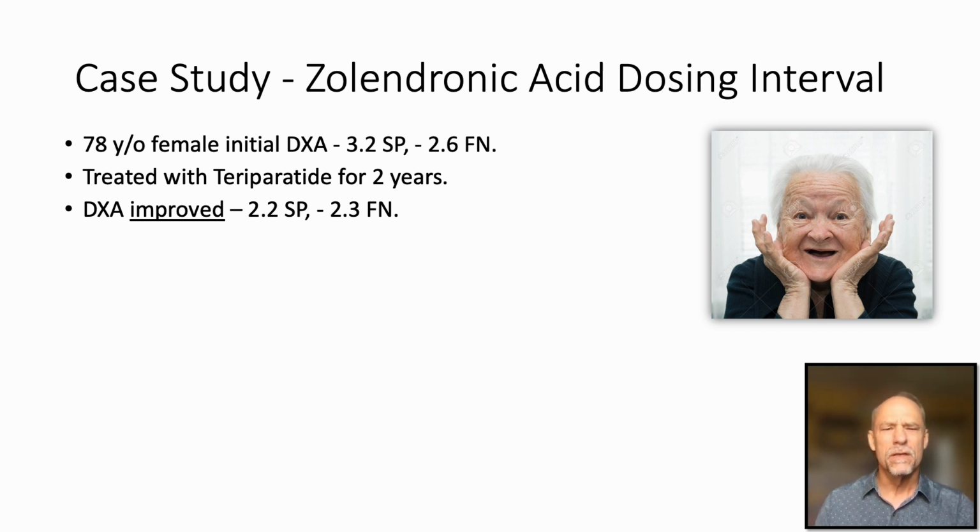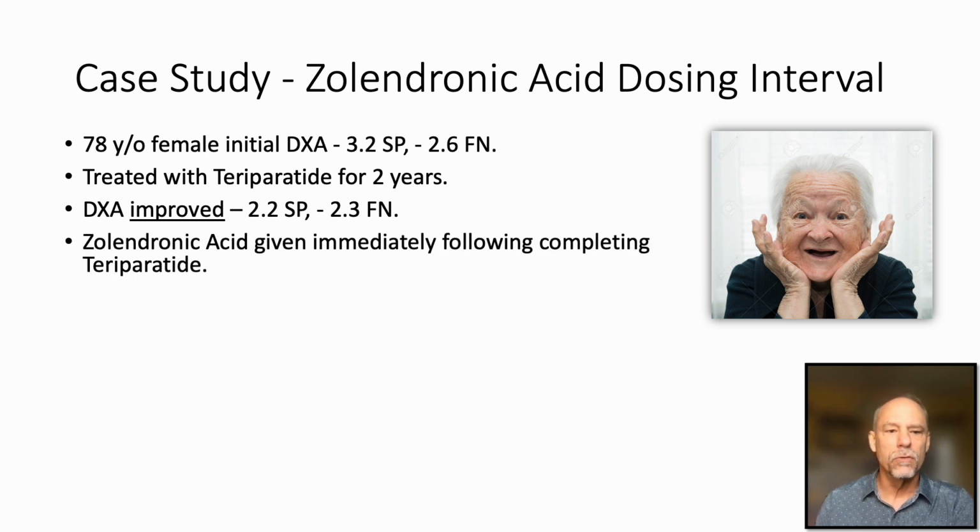So the anabolics are particularly good at trabecular bone. There's more trabecular bone, as you probably know, in the spine than there is in the hip. And so the hip responds a little less prominently, but there was a terrific improvement there. Zoledronic acid was given immediately after completing teriparatide. We need to do that if we're going to have the anabolic. We need to then hold on to it with an anti-resorptive, and we give it right when it's done.